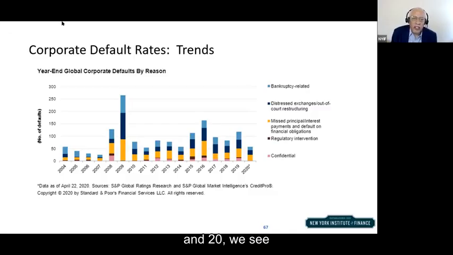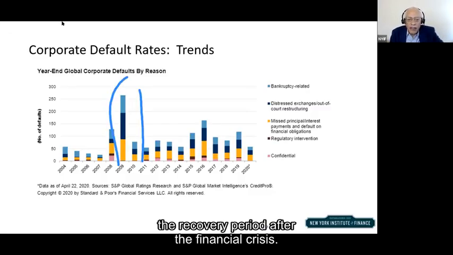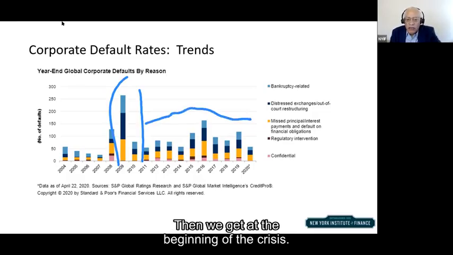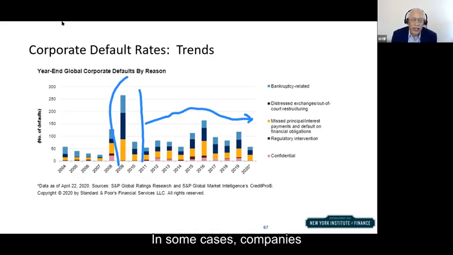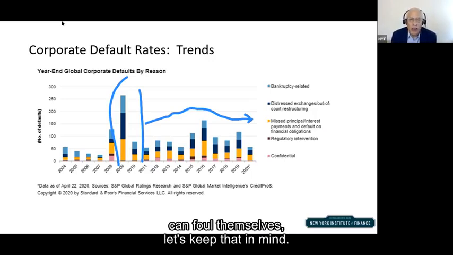As we get toward 2018, 19, and 20, we see the recovery period after the financial crisis. And then we get to the beginning of the crisis. This takes us to 2020, the beginning of the pandemic crisis of 2020.